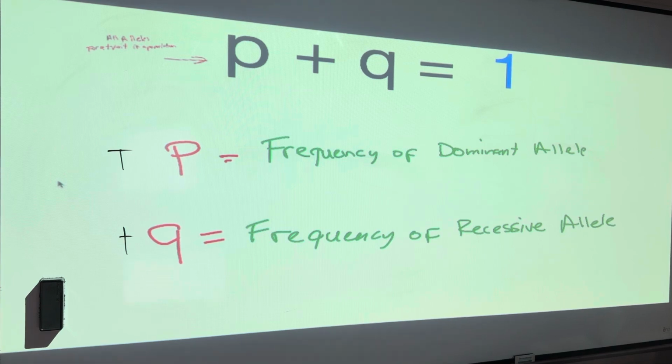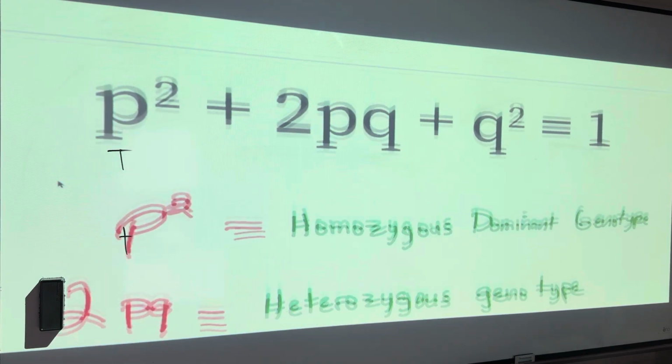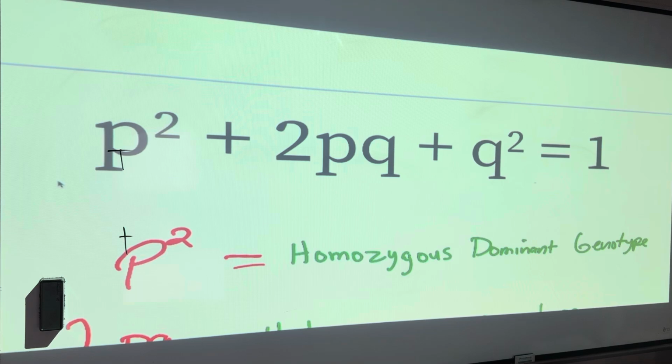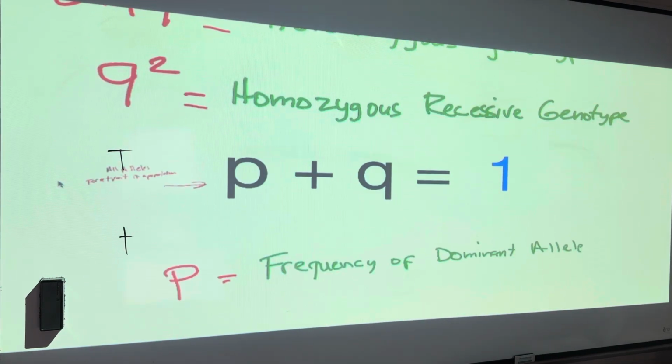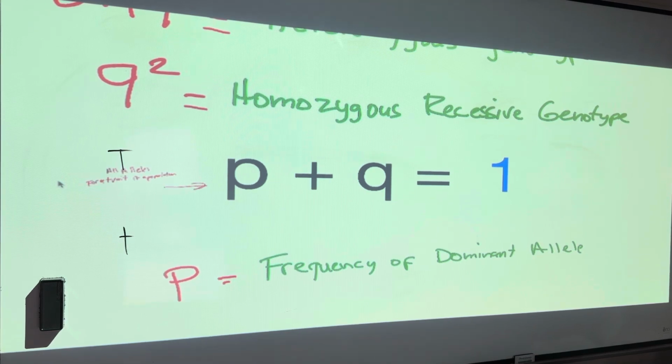Now, you notice that up here it says equal to 1, and here it says equal to 1. This is the way you check to make sure you're doing it right. Once you get your P plus Q, if it matches 1, you got it. You're good to go. Okay?